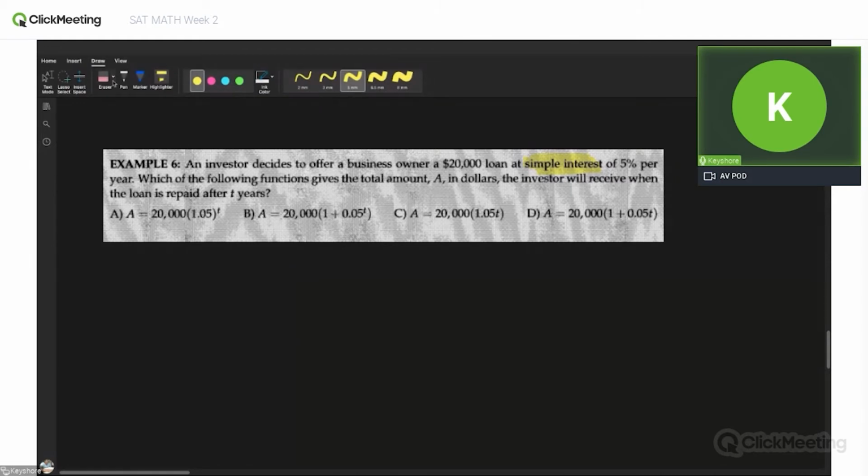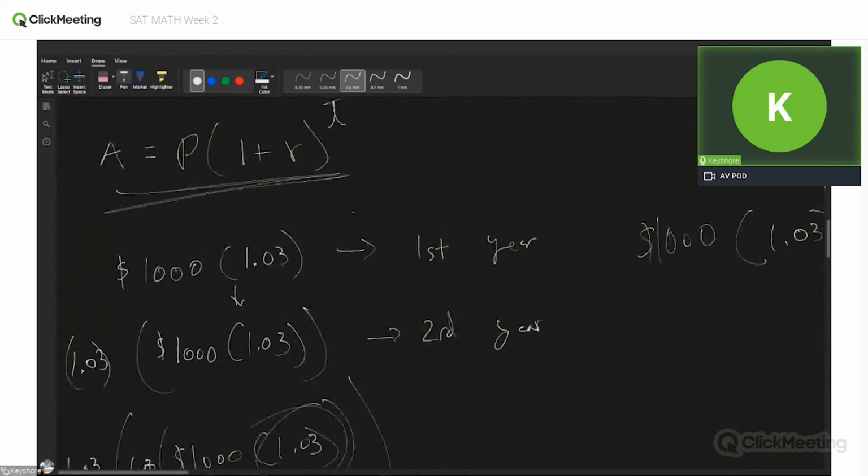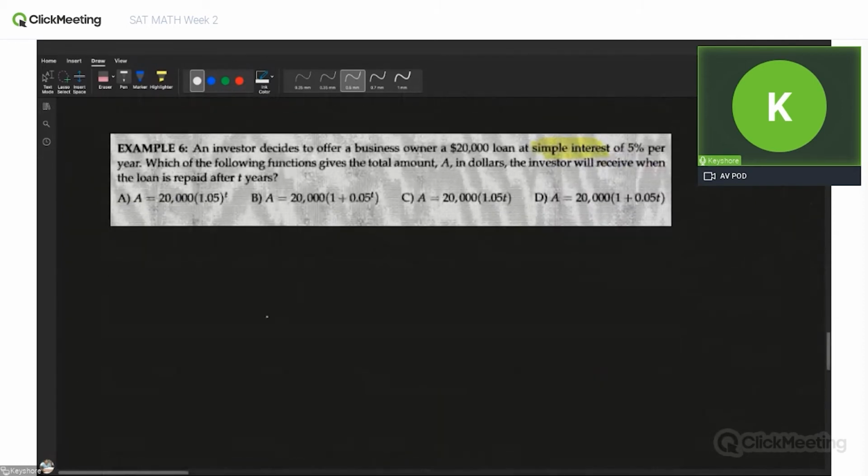Okay, so someone just asked, what is simple interest? Basically, remember how over here we said at the end of the first year, this is the amount that I will have, and then they use this amount to take the compound of that. So they took that amount and multiplied it by 0.03 to get the second year's amount. Rather than doing this, in simple interest they only use the original amount, and then they just continually add interest to it.